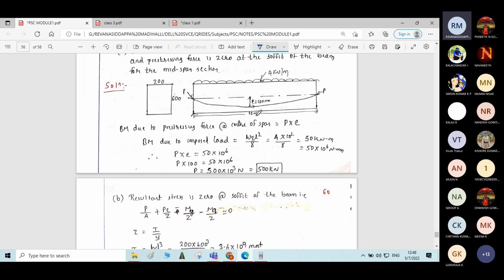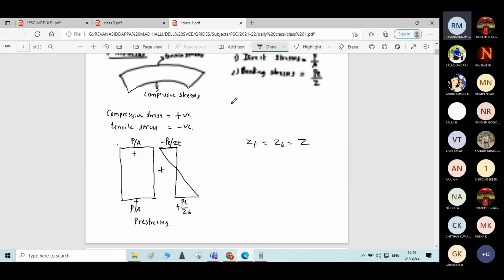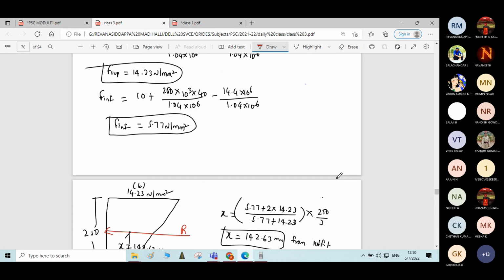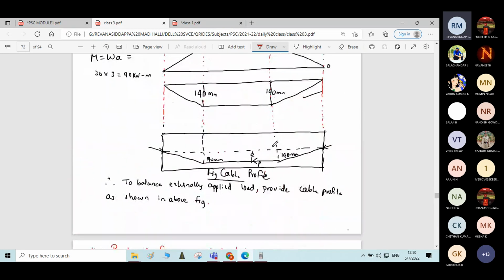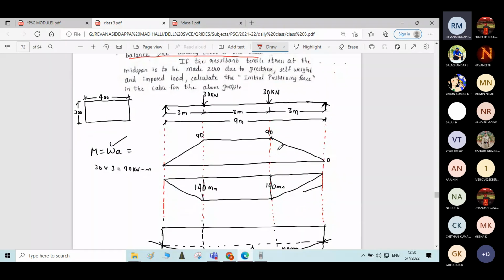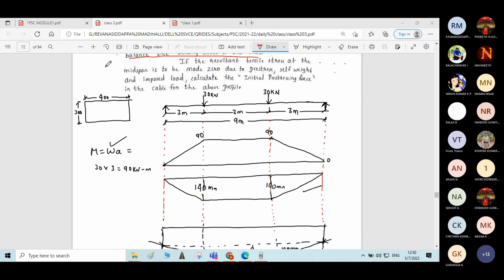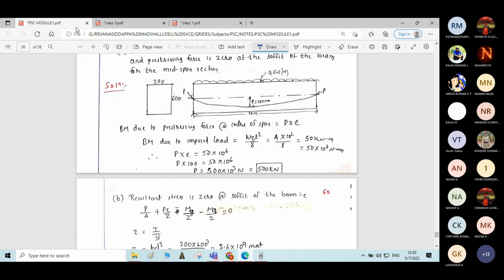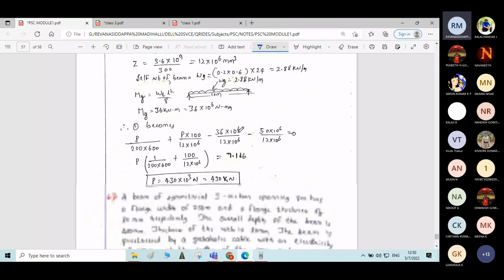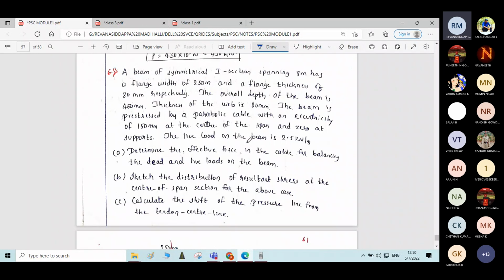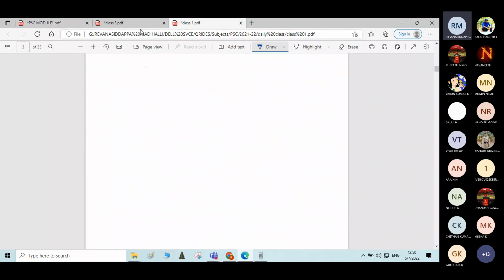Due to UDL, it is WL square by 8. There, for two-point loading, you have taken it as W into a in the first problem. The same kind of procedure I have followed. You can go through it and solve by yourself. If you get any doubts, you can contact me anytime.